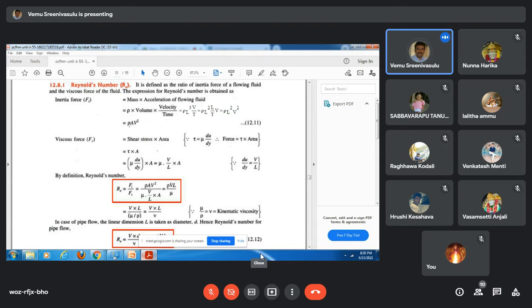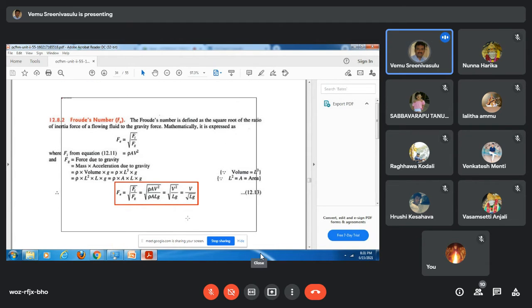So this is rho A v square, right? And viscous force is shear stress into area. Shear stress is mu into du by dy, so force is equal to shear stress into area. So this will become mu into v by L into A. So dividing this by this, we will get rho v d by mu or rho v L by mu. So these are derivations. I will share this PPT with you.